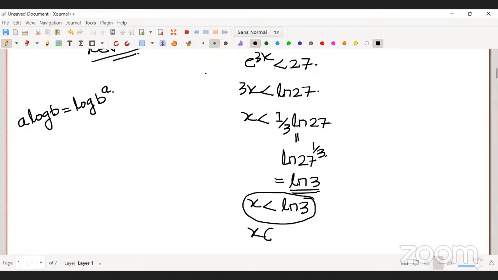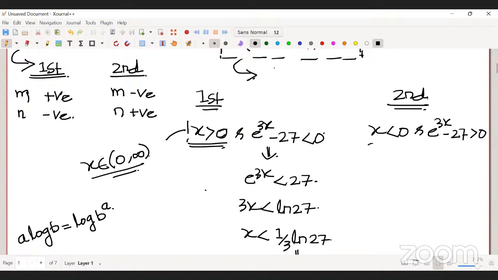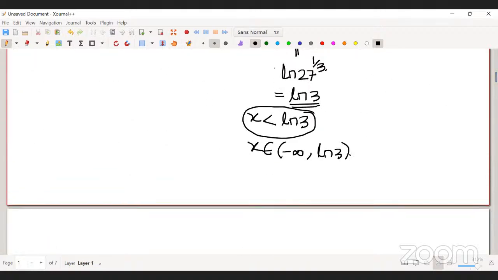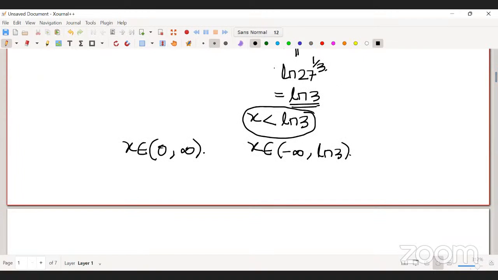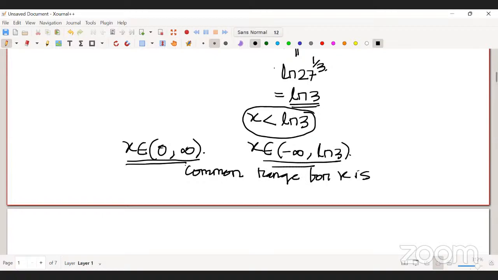So x is basically in this interval, minus infinity to ln 3. And so I have two conditions here, right? In the first case, x is greater than 0 and e to the 3x minus 27 is less than 0. From the first condition x is in 0 to infinity, and from the second x is in minus infinity to ln 3. So what is the common region? It is basically 0 to ln 3. Okay, so this is what we are getting.